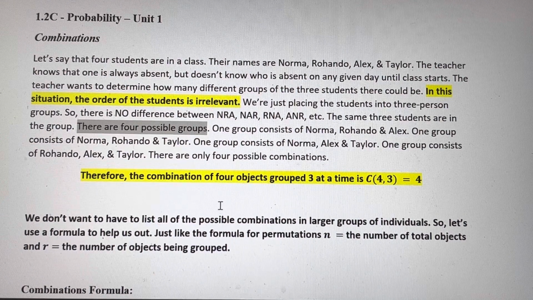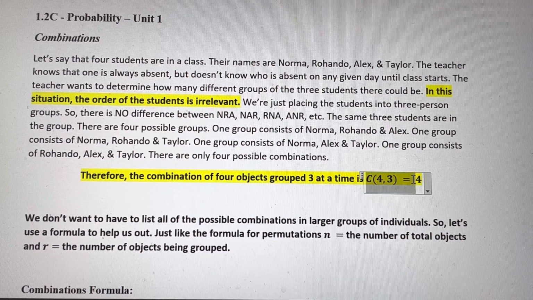All right, so if we have 4 objects, in this case 4 students, grouped 3 at a time because one is absent, we're going to use this notation just like we did with permutations. We've got the combination of 4 objects grouped 3 at a time, and that's going to be equal to 4. So there's only 4 combinations.